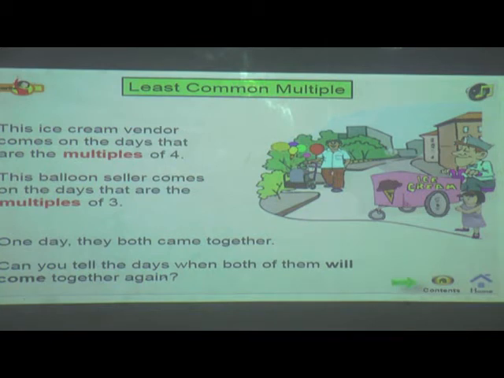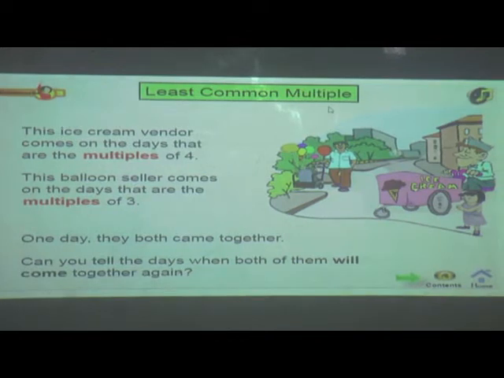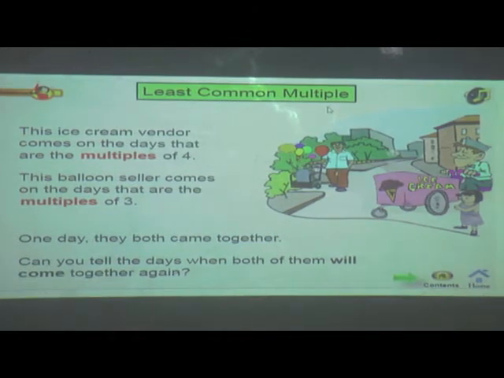Now we are going to find the least common multiple. As we have seen HCF now, there were 3 different methods. Now we are going to find the least common multiple. It is also called LCM. So let us see this.